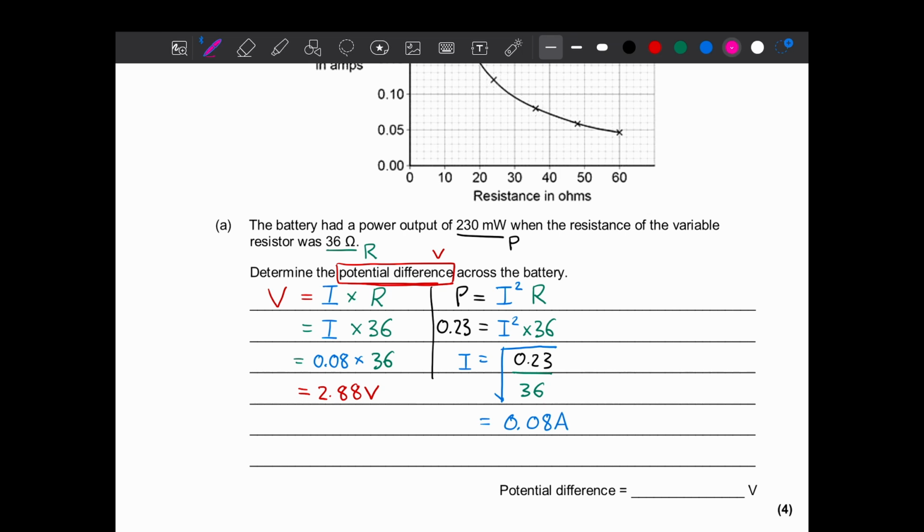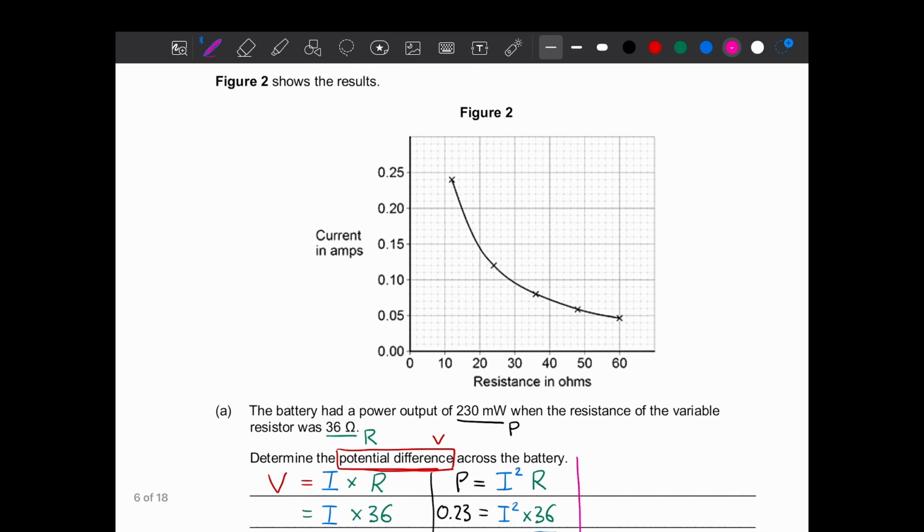Now, there is another method that you might prefer. So the other way you could do this is, of course, by using the graph over here. Typically, when you do need to use a graph to solve a problem, the question will remind you, here they haven't done that, but you can use the graph anyway, no one's going to stop you.